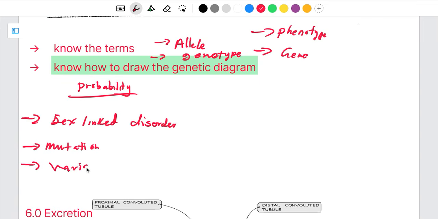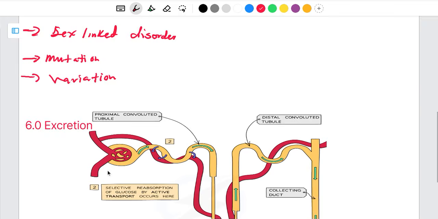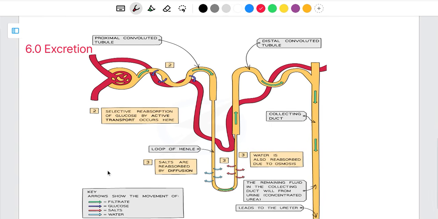So you have to know that. Even the definition of variation is very, very important to know. Then another one is excretion. So under excretion, you have to know the nephron, actually the kidney, the parts of the kidney, and the functional unit of the kidney, which is the nephron.